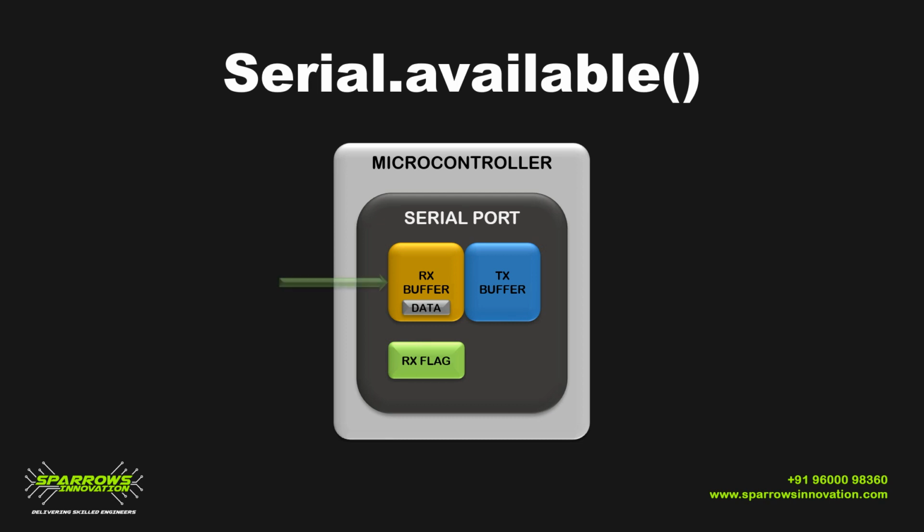Okay, so Serial.available is only used to verify whether the flag is set or not. After the data is received, you have to programmatically change that flag to low, and only then can you receive the next data. Now I'll explain how this is done in the program.